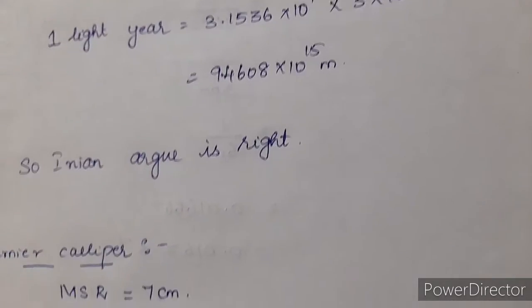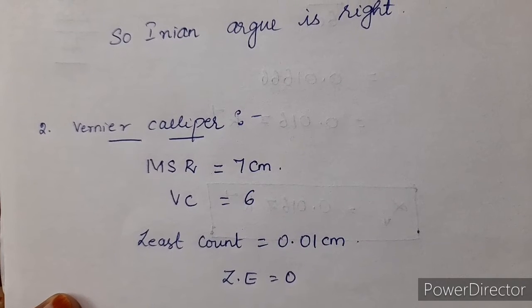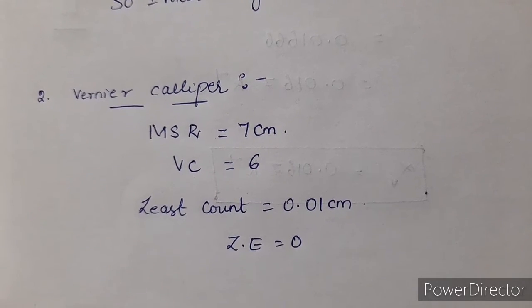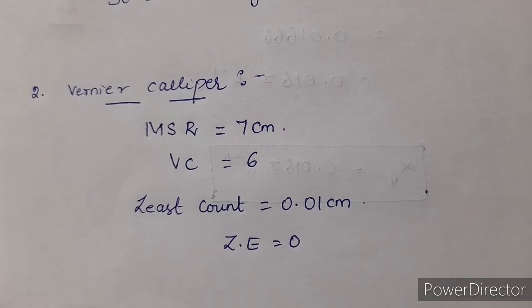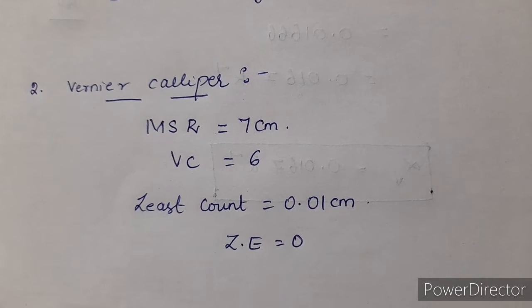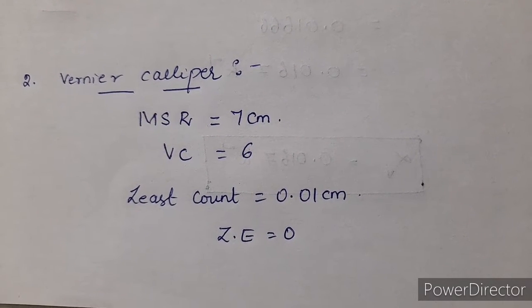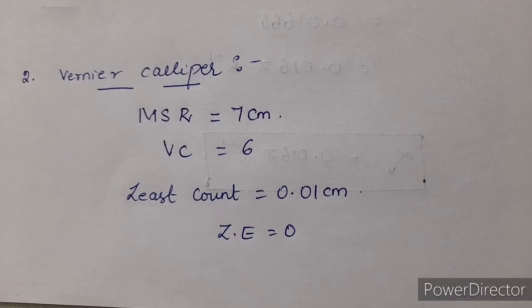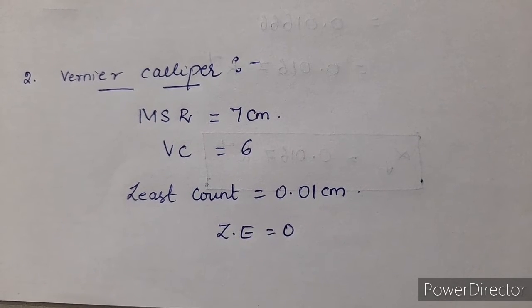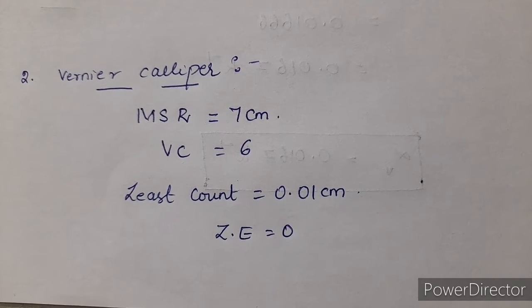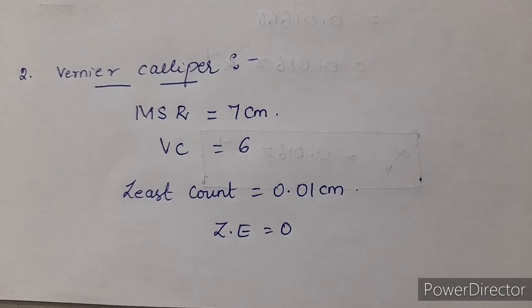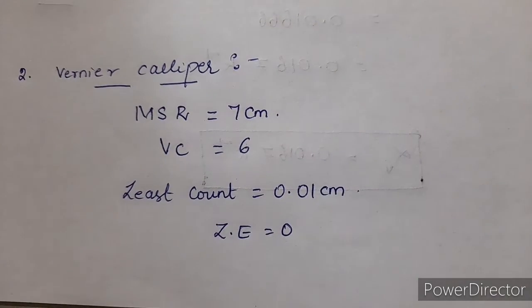Now let's move to the second question. Now I'll read the question, children. The main scale reading while measuring the thickness of a rubber ball using vernier caliper is 7 centimeter and vernier scale coincidence is 6. Find the radius of the ball.